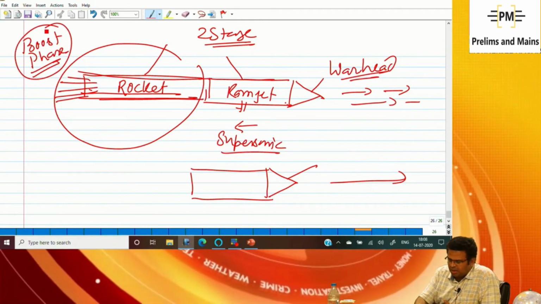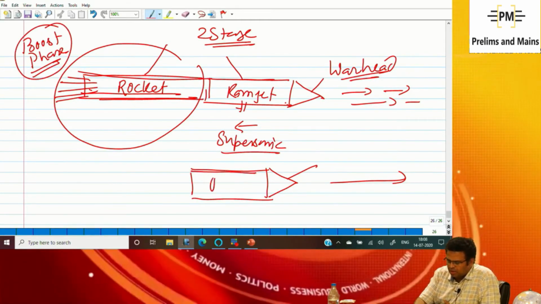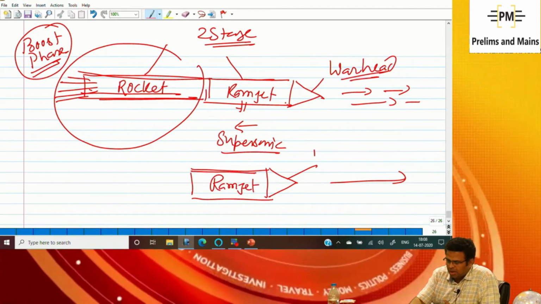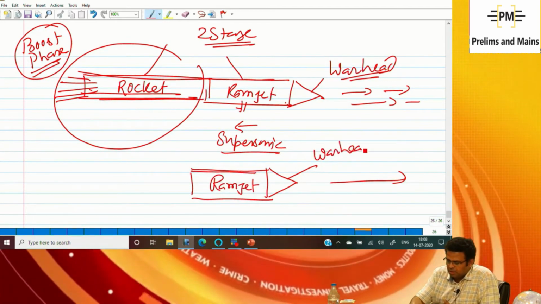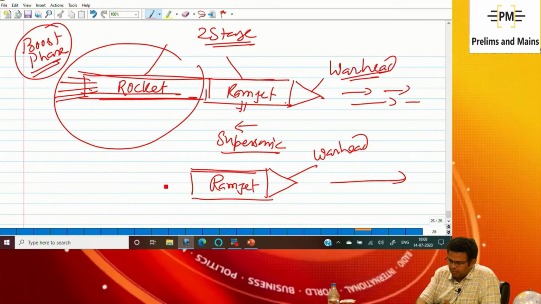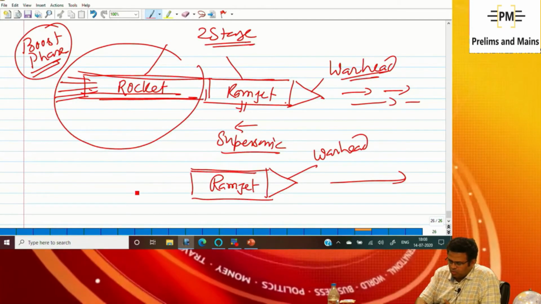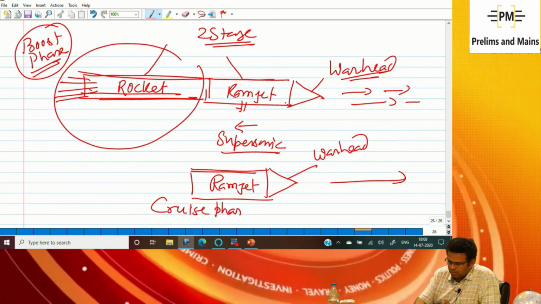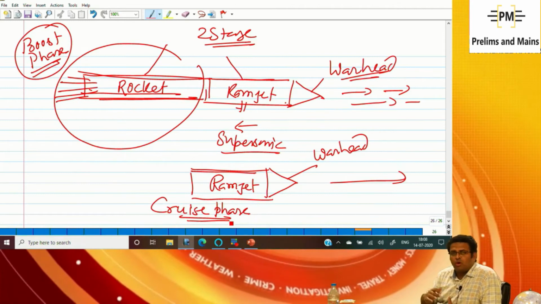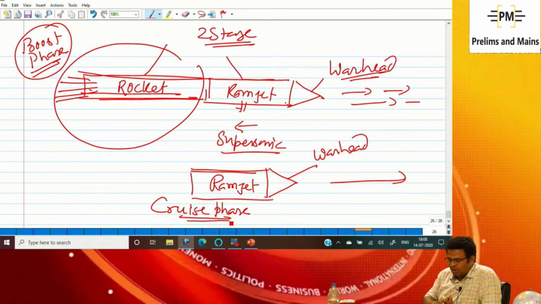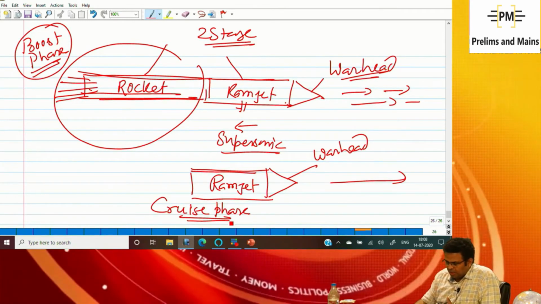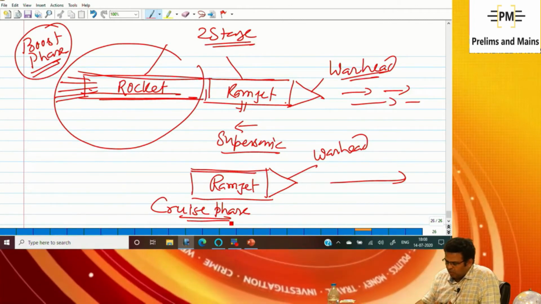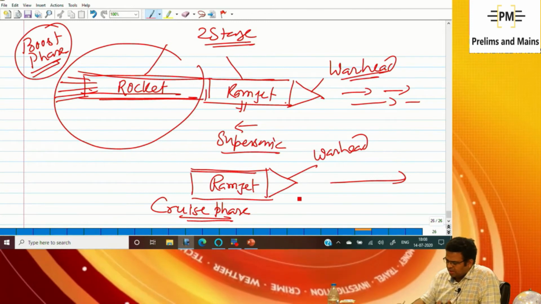And when the rocket gets detached, and only the ramjet remains, and the warhead is moving, we can say that it is in the cruise phase. Cruise means moving horizontally further and at a very low height. So one is the boost phase, another is the cruise phase. And one cover is there, and from here the cover gets removed.